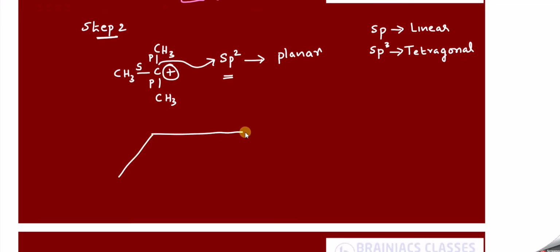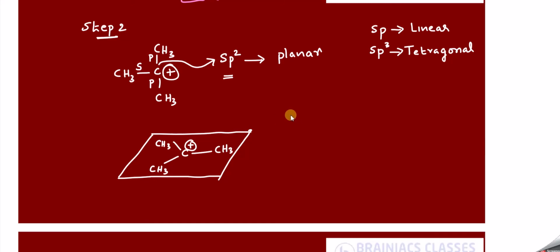To understand that, I will draw like this. I will draw a horizontal plane like this. Here you can see carbon is there. CH3 is present here. Here another CH3 is present. Here another CH3. So all are lying in this plane and there is a positive charge like this.